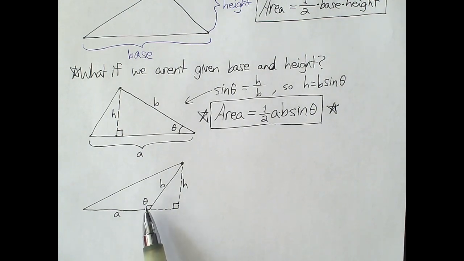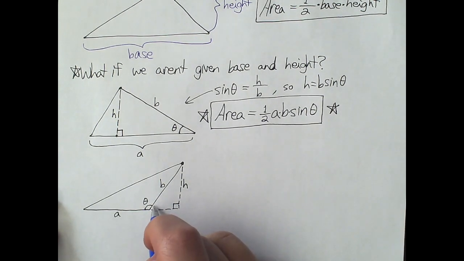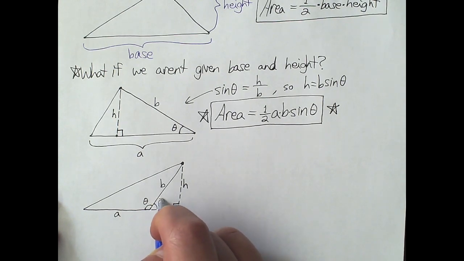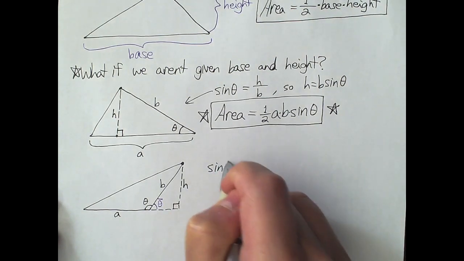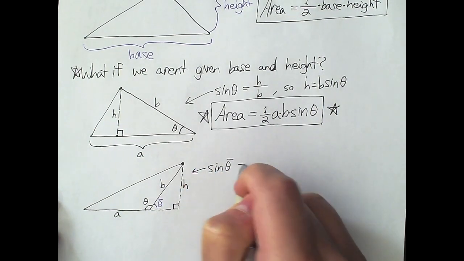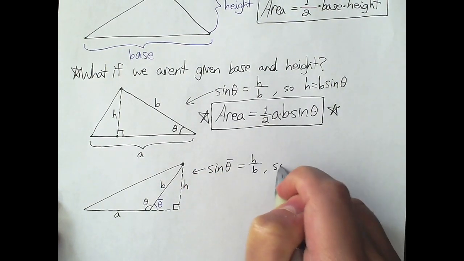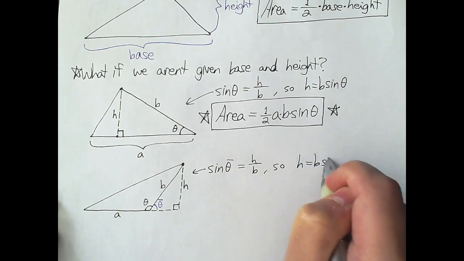Now, it seems weird to use sine of theta when theta is not even in this little right triangle that we formed. But guess what is in this right triangle? Theta bar. That would be the reference angle for theta. And sine of theta bar is h over b. So h is b times sine theta bar.